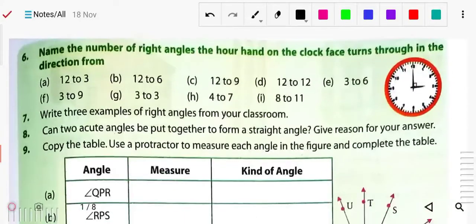Now number 6: name the number of right angles that the hour hand on the clock face turns through in the direction from. So when it is 12 o'clock and now 12 to 3, what is the turning? Of course 90 degree. The turn is 90 degree. Here you have to write at which time these two hands make the 90 degree angle. Only that you have to write.